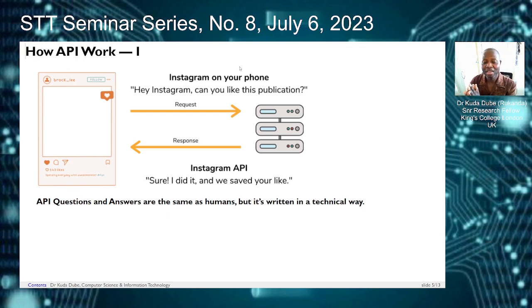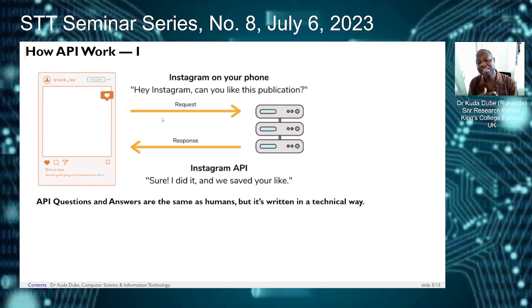People put pictures. I'm not sure whether they now put videos, but Instagram used to be just photos. So you can make a request like, "Hey, Instagram, can you like this publication?" Usually, when you like, you click something which is equivalent to a request to the like API, and then of course Instagram will respond. The API will respond by saying, "Okay, I have saved it as your favorite or your like," and then it displays the response by maybe changing a certain icon that shows that you have liked this photo, right?